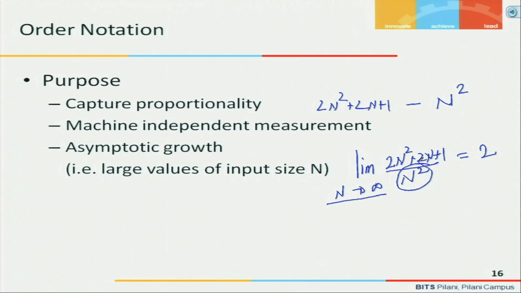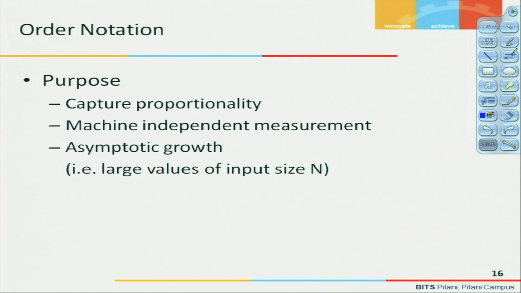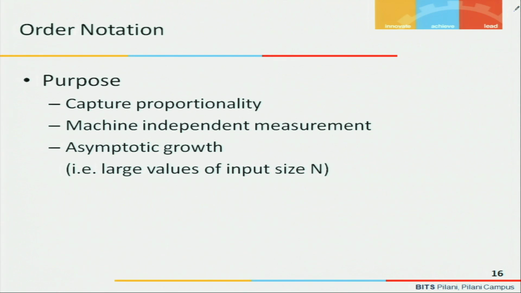So, we are going to capture proportionality, and we are going to capture it in asymptotic growth, that is, for large values of n. Our model that we intend to create will try to address these two key issues, proportionality and asymptoticness.